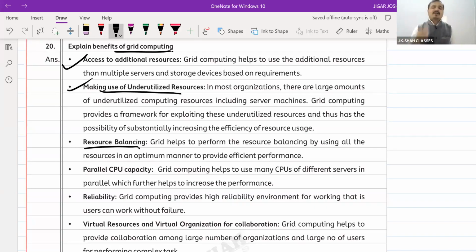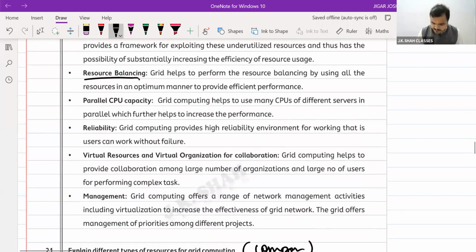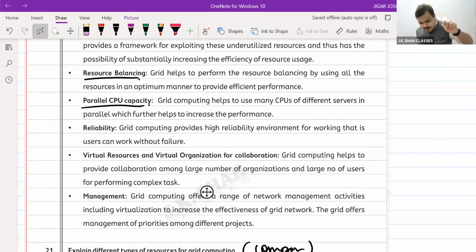Okay, sir, understood. So number one, access to additional resources. Number two, making use of underutilized resources. Number three, resource balancing. Yes, you know, my students. Next major benefit: you are not only getting RAM from every computer, not only processor, not only storage, but you are getting full CPU access, and thereby it is parallel CPU capacity. Are you conceptually clear, my students?